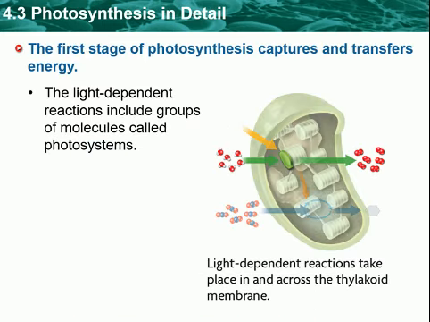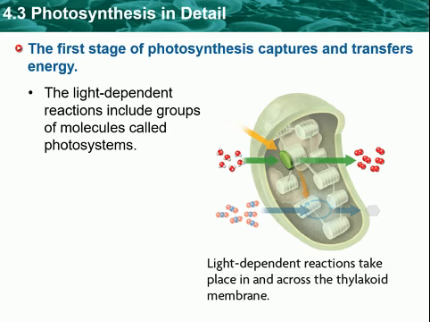First main idea: The first stage of photosynthesis captures and transfers energy. In Section 2, you learned a summary of photosynthesis. However, the process is much more involved than that general description might suggest. For example, during the light-dependent reactions, light energy is captured and transferred in the thylakoid membranes by two groups of molecules called photosystems. The two photosystems are called Photosystem 1 and Photosystem 2.